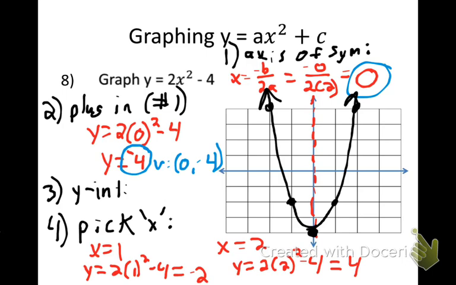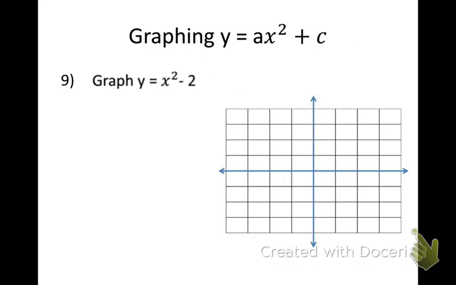Next one here. Take a couple seconds. Try this one on your own. Go through the process. Find the axis of symmetry. Find the vertex. Work this out.